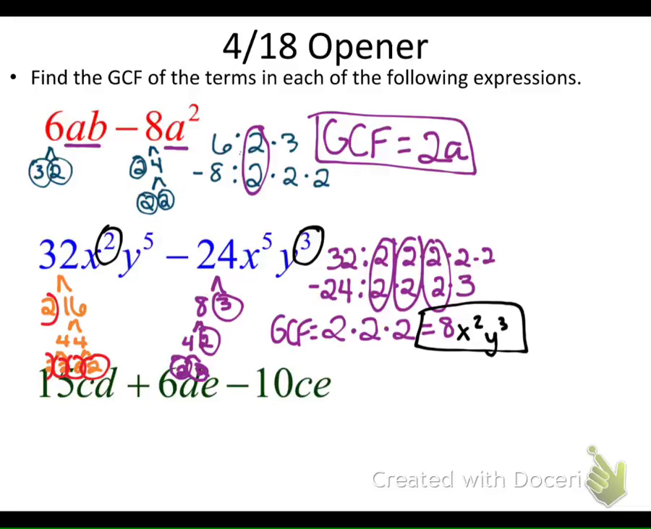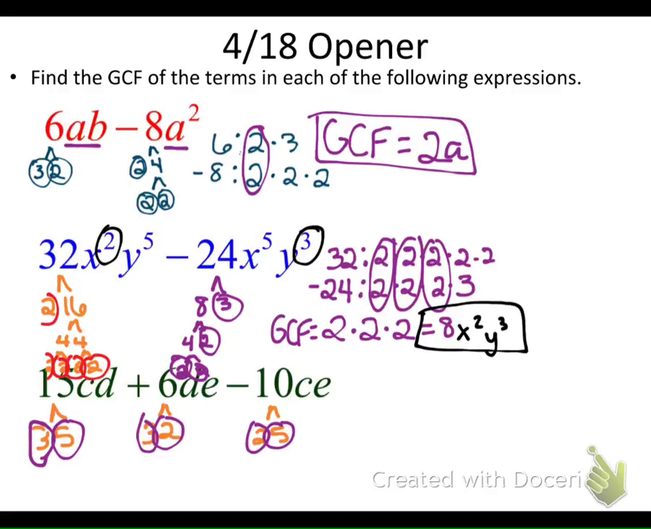All right, let's go down to this bottom one now. So I have 15CD plus 6DE minus 10CE. All right, two numbers that multiply to get 15. Perfect. Those are both prime numbers, right? Two numbers that multiply to get 6: 2 times 3. Very good. All right, and two numbers that multiply together to get 10: 2 and 5.